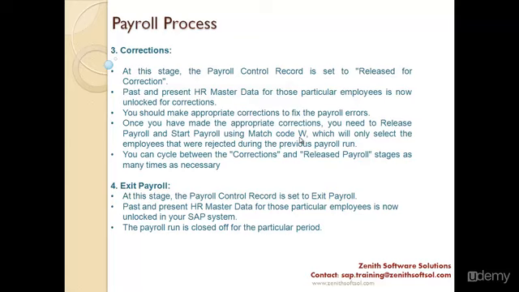Now once the correction phase is done and all the employees pass the payroll, everything was successful, then you can exit. Exit is nothing but coming out of the payroll, because now you have to wait for the next payroll run. So now the past and present HR master data for those employees is unlocked. Unlocked means changes can again be made. The master data records can be touched by the end users. Everything will be in the normal activities.